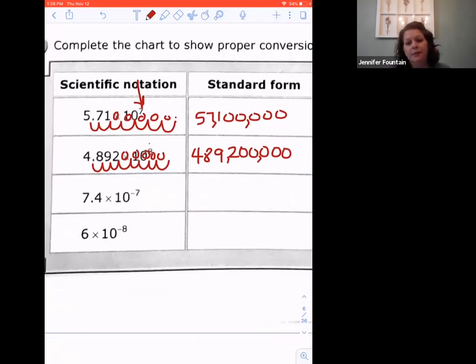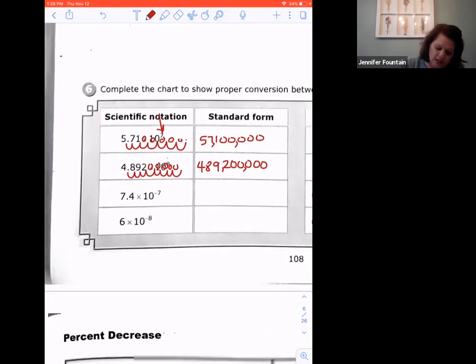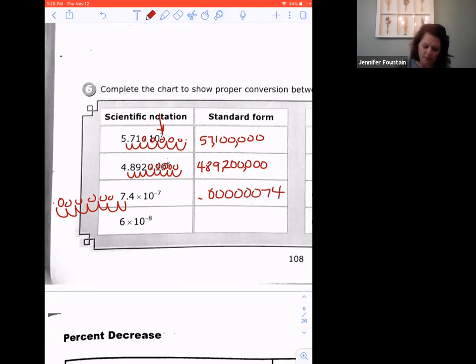Negative exponents means I move my decimal to the left. So if I've started at 7.4, I'm going to have to go backwards 1, 2, 3, 4, 5, 6, 7. So my decimal goes there. Fill in with all my zeros. So I have the decimal, then 1, 2, 3, 4, 5, 6 zeros, and then 7, 4.